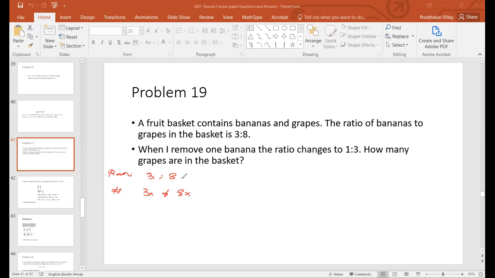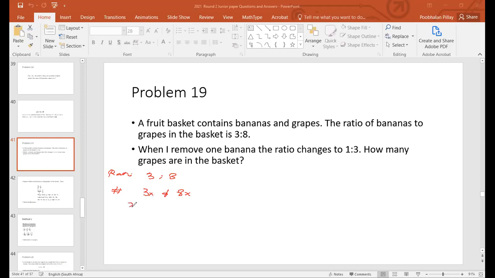It might be 6 is to 16. There you're multiplying by 2. Or 9 is to 24. There you're multiplying by 3. But you're multiplying by the same number. This is very important. When you have a ratio, then the numbers can be actually written down, but there will be an unknown. And that unknown is that factor.